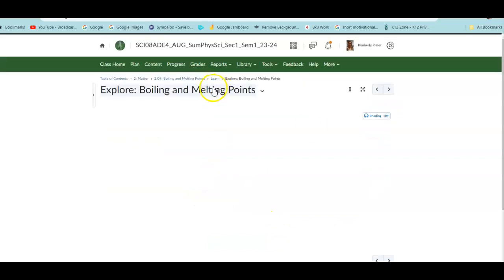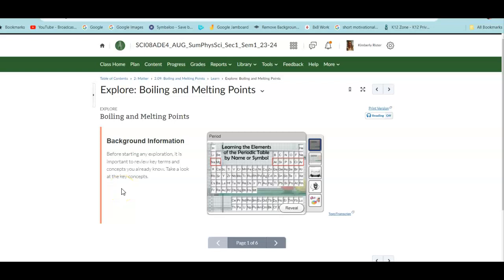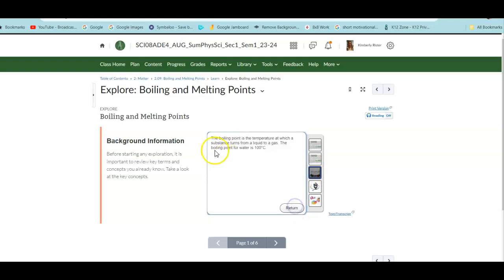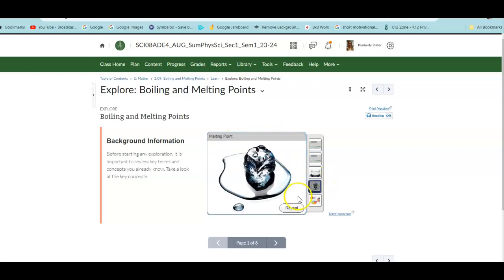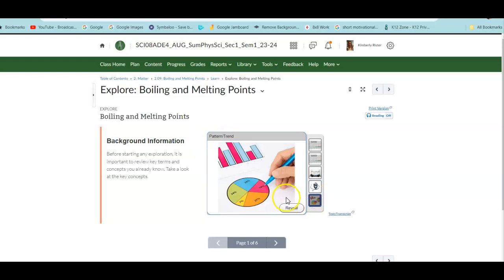All right, so now jumping into the explore part of the lesson. Before starting any exploration, it's important to review the key terms and concepts you already know. Take a look at the key concepts. So you have several things here that you can go through, remembering what a group or family is, boiling point, what that definition is. Remember, that was a guiding question, so you need that. What's a melting point? You need that as well for that guiding question.